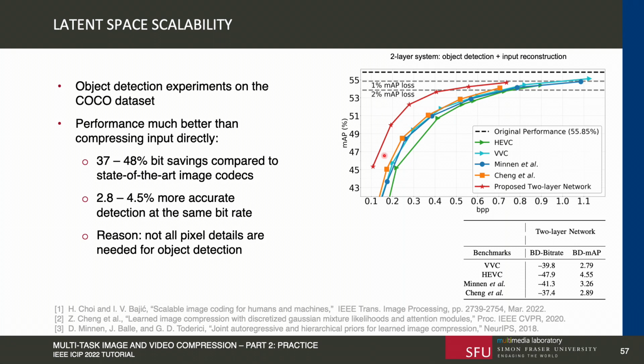And if you measure BD rate performance between this red curve and the others, what you'll see is that you're getting 40 to 50% gains in the bit rate, which translate into about 2.5 to 4.5% improvements in MAP at the equivalent bit rate. So, just like theory predicted, information related to a computer vision task takes fewer bits for the same performance than it would take to encode the input and then use the decoded version of that input to accomplish the same task.